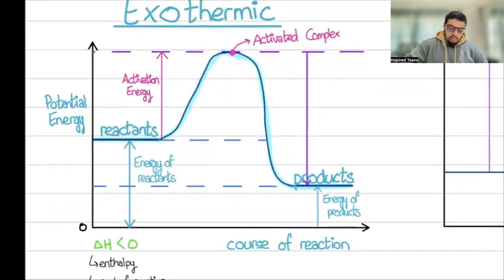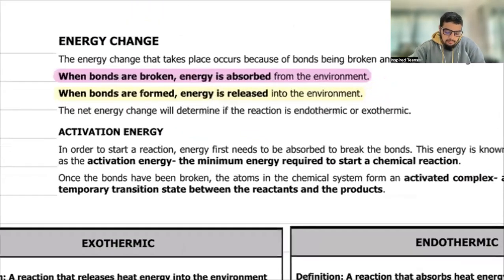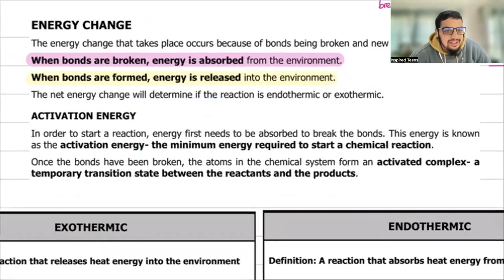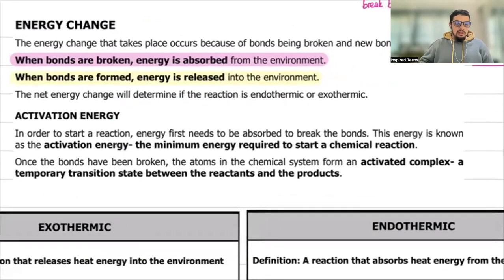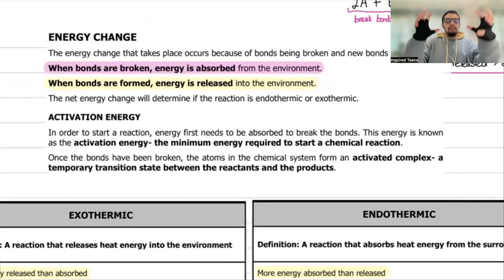Okay, that is known as the activation energy. To get from the reactants to the activated complex is the activation energy. So let's define, as someone asked, activation energy again. It states here, in order to start a chemical reaction, energy first needs to be absorbed to break the bonds of the reactants. This energy is known as activation energy, or the minimum energy required to start a chemical reaction. And like I said, that's exactly what activation energy is. It is the amount of energy that we use in order to start up a chemical reaction.